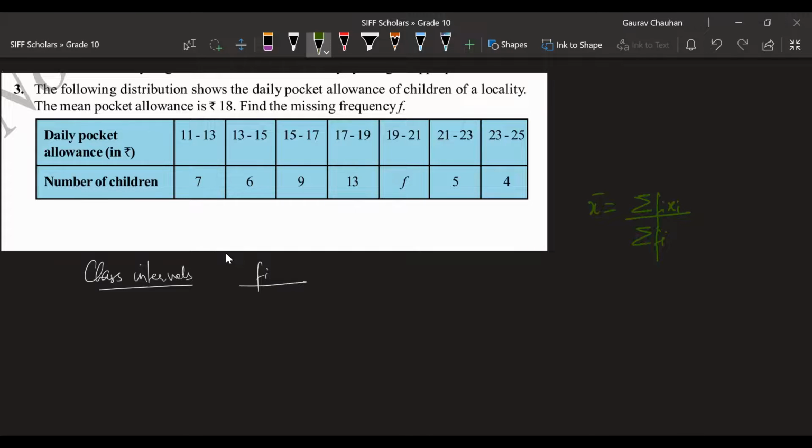I can use the direct method. If you want, you can use another method also, but it's just going to complicate things. So we're going to just use the direct method here. Mean is already given. You already have your left hand side here.